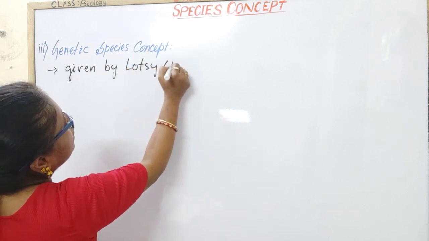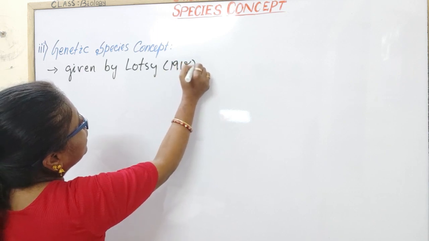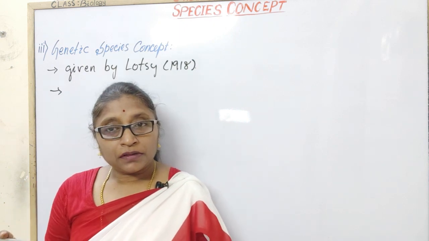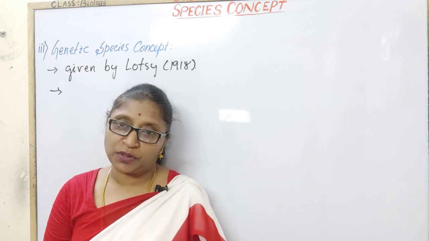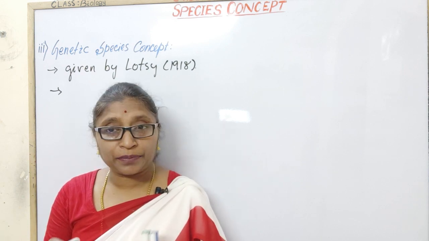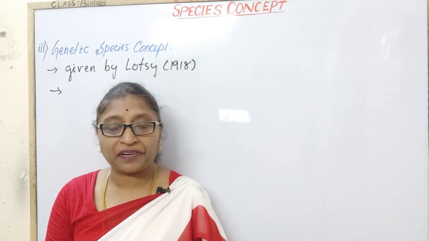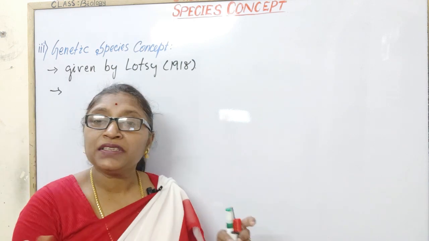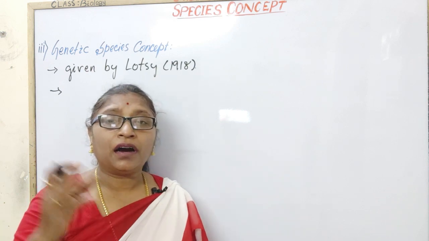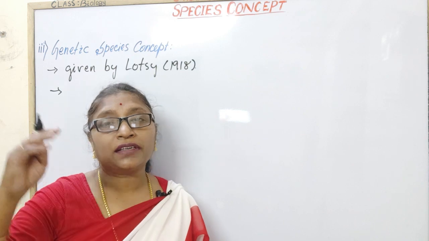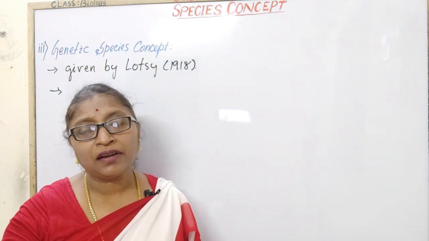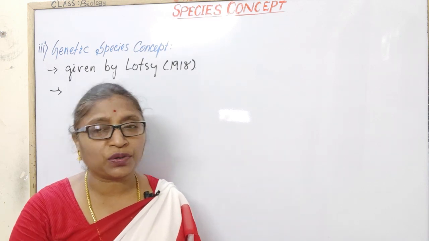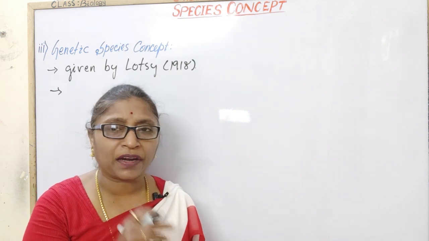Lord C, in the year 1918. According to him, the species is a group of genetically identical individuals. Genetically identical means they are similar in genetic material, genetic component, chromosomal complement. As we, the Homo sapiens, are similar, we may be staying in any part of the world, African or Russian or Indian, wherever we stay, the chromosomal complement is 46 chromosomes: 44 autosomes and 2 sex chromosomes, 22 pairs of autosomes and 1 pair of sex chromosomes.